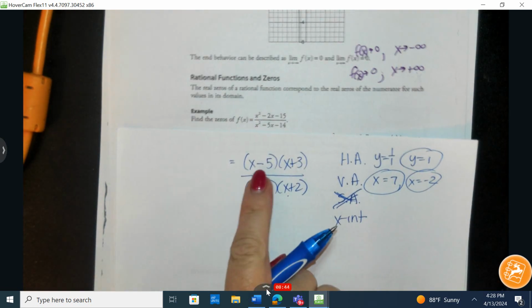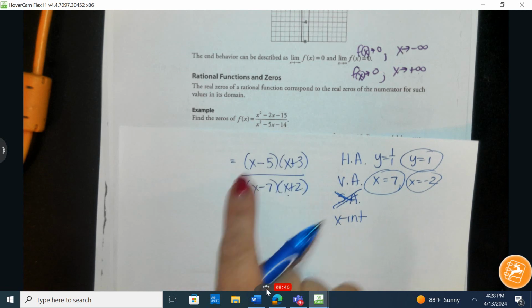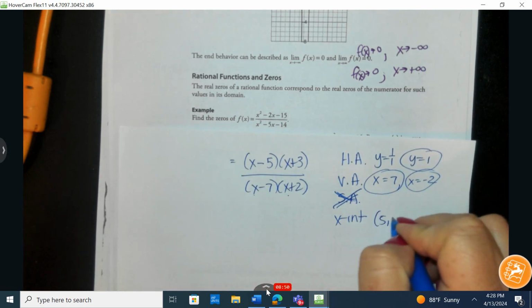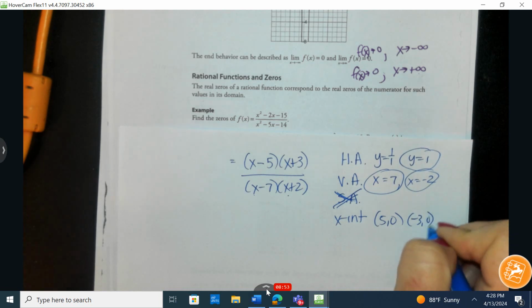Where do I find the x-intercepts? Well, in this form, it's really nice. I factored it really quickly for us, and we set each of these equal to 0, and we have x-intercepts at (5, 0) and at (negative 3, 0).